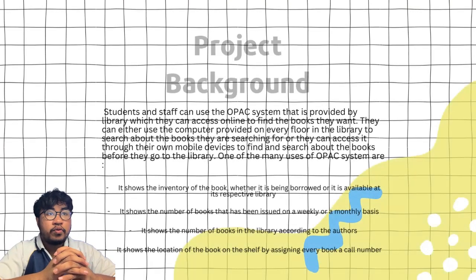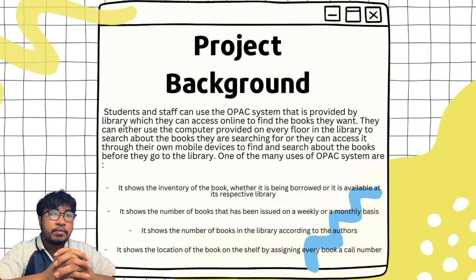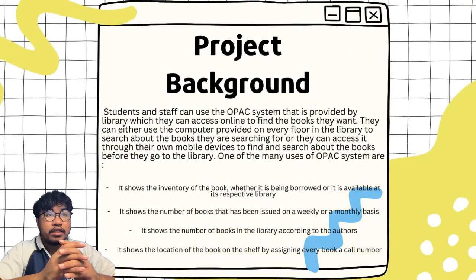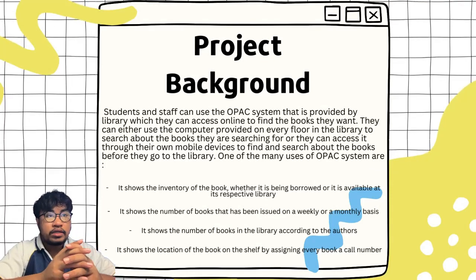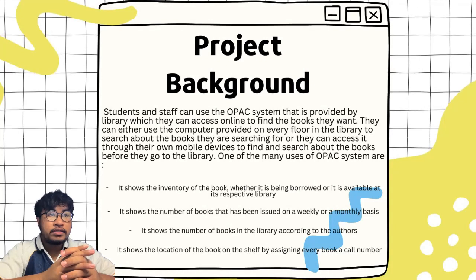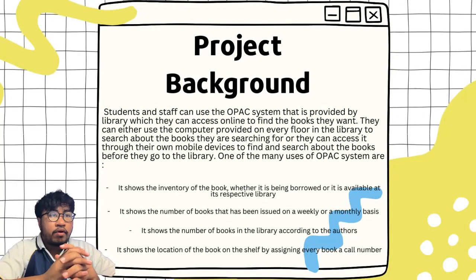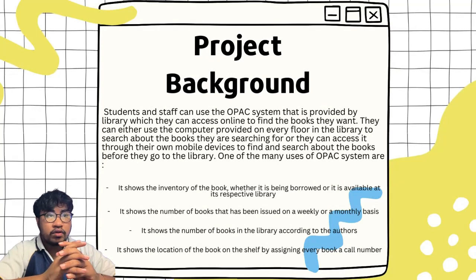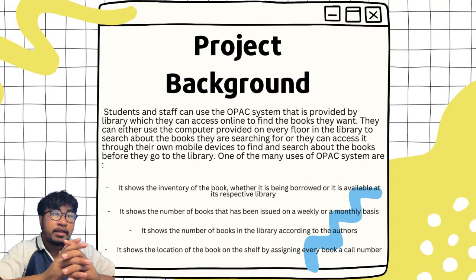Students and staff can use the OPAC system that is provided by the library, which they can access online to find the book they want. They can either use the computer provided on every floor in the library to search for the book, or they can access it through their own mobile device and search for the book before they go to the library. One of the many uses of the OPAC system is, first, it shows the inventory of the book, whether it's being borrowed or is available at its respective library.